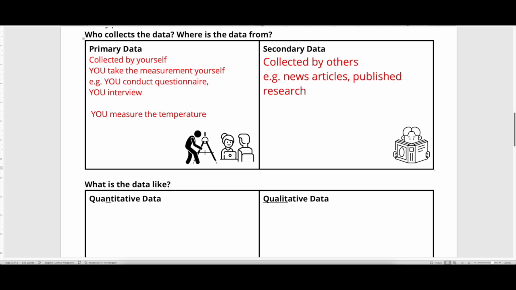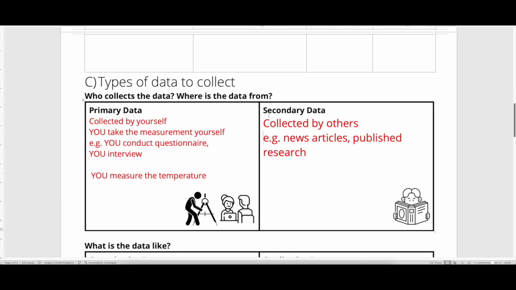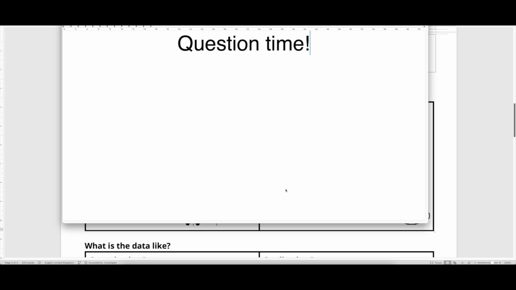Okay, so for example, I may look for a research article about tourism in Singapore. Maybe it's written by this professor who interviewed 100 tourists. Okay, so from there, I will use this information to see whether my hypothesis is correct or not. All right, so that kind of data is secondary data because it's collected by others. Okay, so other than this example, question time, can you list another example of secondary data?